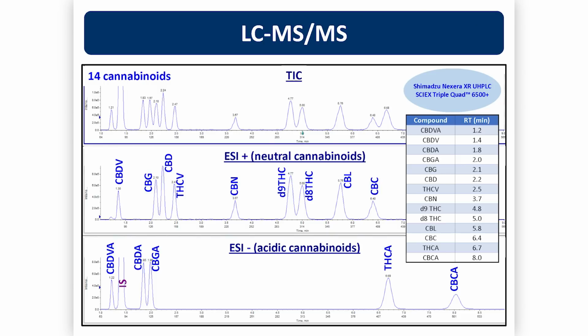But this is what it looks like on LC-MS/MS. So this instrument has a Shimadzu front end, a SCIEX triple quad. This is just the TIC. This is the neutral, so that's positive electrospray, and negative electrospray for the acidic cannabinoids. This peak here is just the internal standard.